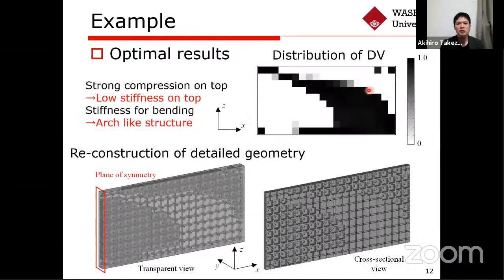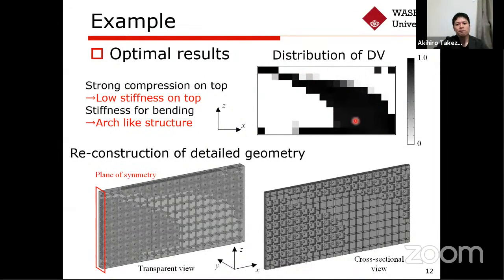So let me analyze the obtained structure. We can find the arch-like structure with dense lattice. In the inherent strain method for additive manufacturing, the higher strain occurs on the upper layers. So to reduce stress, the lower stiffness areas were prepared on upper layers like this.